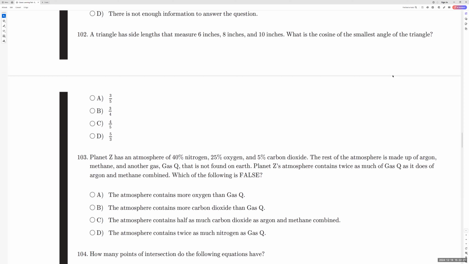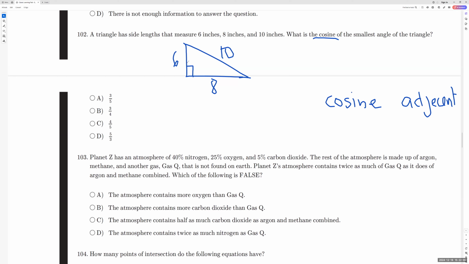So a triangle has side lengths that measure 6, 8, and 10. Again, it's a right triangle, right? So I'm going to make the triangle this way. I'm going to do the short side, which is 6, the longer side, which is 8, and the hypotenuse, which is the longest, will be 10. And I know that this is a right triangle. Now they want to know what is the cosine. Remember that cosine means adjacent over hypotenuse. Now we know that the hypotenuse is 10.